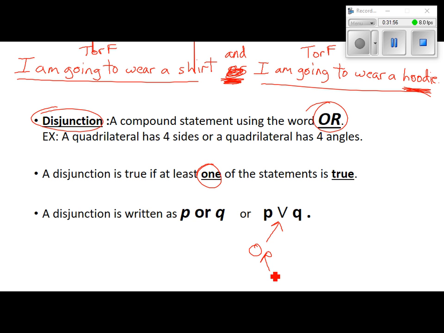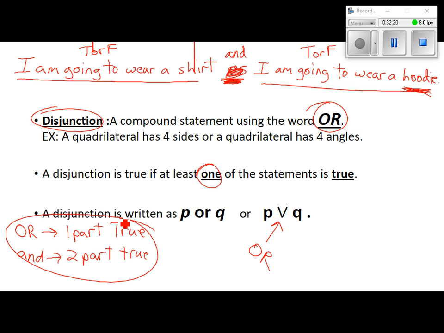Key thing here. Might want to write this down somewhere. If you're using the word or, how many parts have to be true? One part true. If you're using the word and, all of them. You gotta have both parts true for the whole thing to be true. Does that make sense? That's the key for all this stuff that we've done so far.